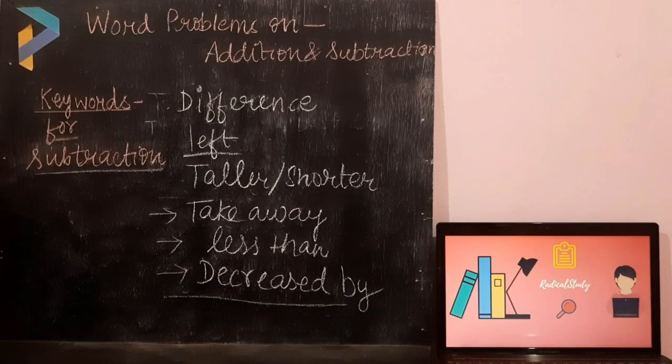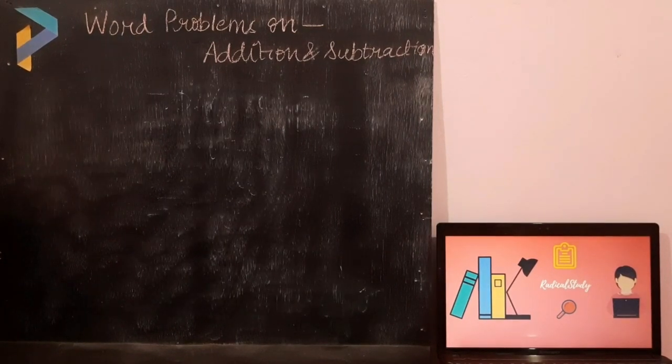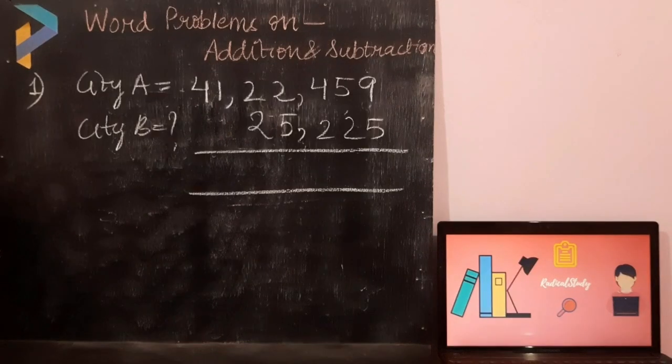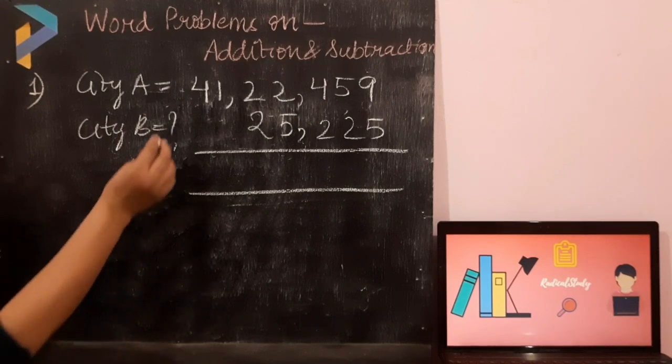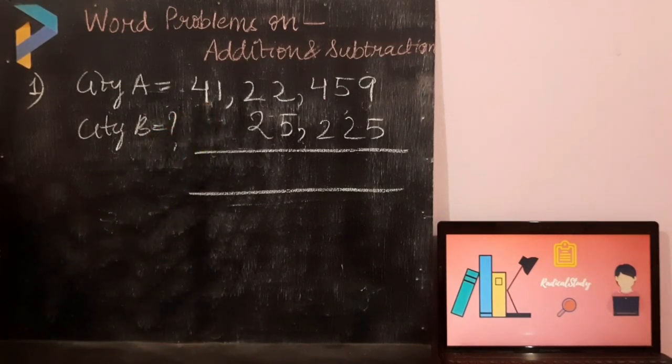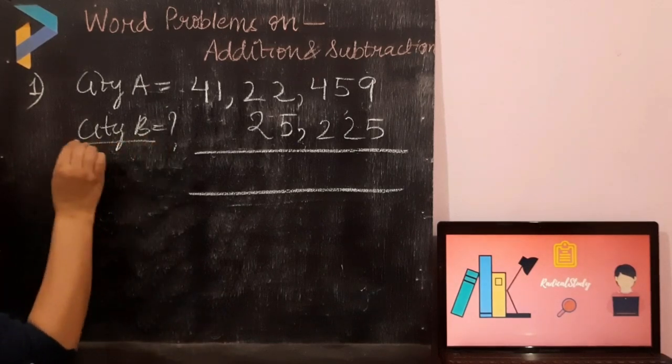Now I will take some examples. Okay, students? So I will be reading the first question for you. You have to tell me what I have to do in that question. The population of city A is 41,22,459, as I have written on the board. Now the population of city B is 25,225 more than the population of city A. What is the population of city B?